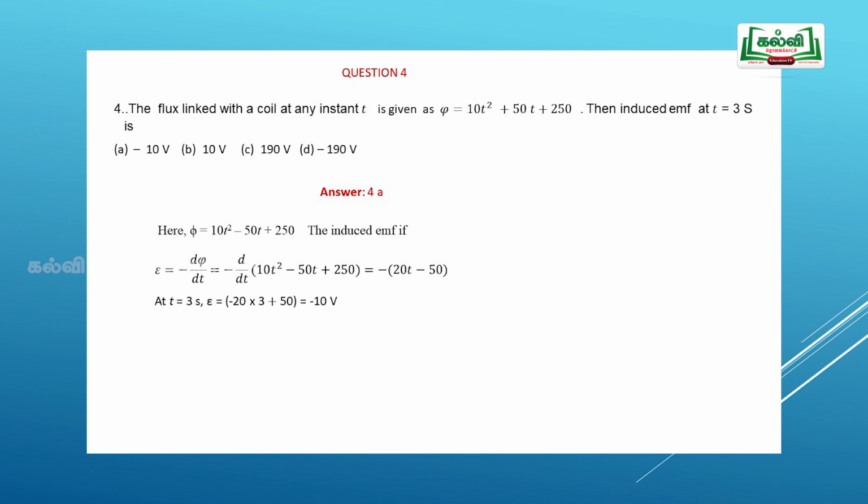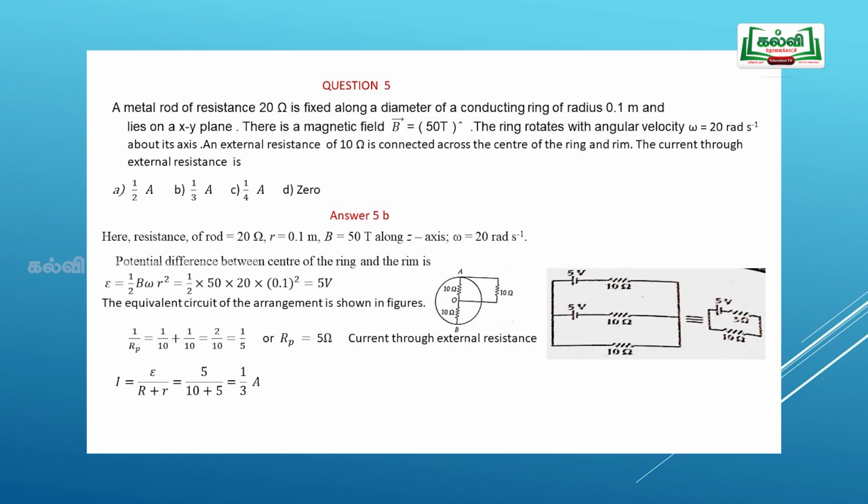Differentiate: 20t, then minus 50, and of course there is a minus sign. We have seen Lenz's law, it always opposes the cause, hence the negative sign. So, you must take it into consideration here, minus 20t minus 50. When is it asked for? t is equal to 3 seconds. Substitute t as 3, then you get the answer minus 10 volt, and hence the answer is option B, which is 10 volt. Question number 5.